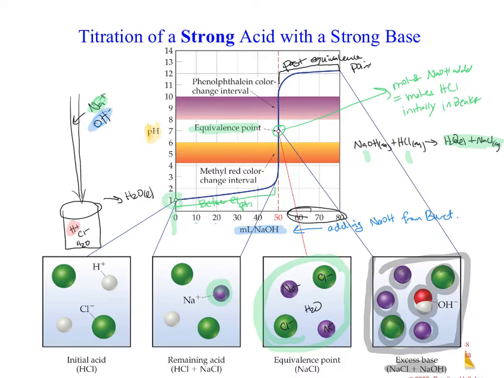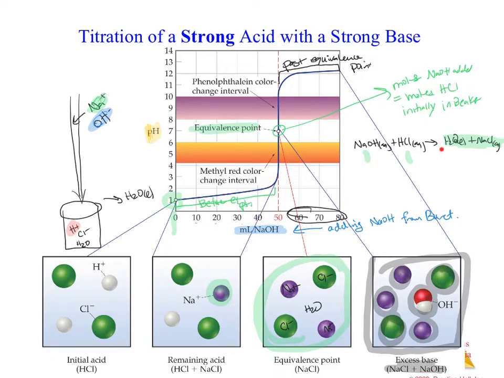So before the equivalence point, you have reactants present still. Past the equivalence point, you have whatever is being added from your burette just going into the beaker and hanging out. And then again, our definition of at the equivalence point, moles of acid and moles of base are equal, so we have only the products present.